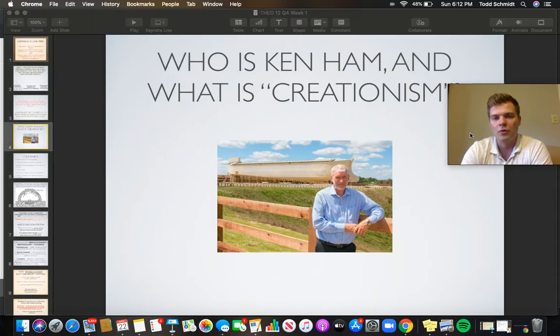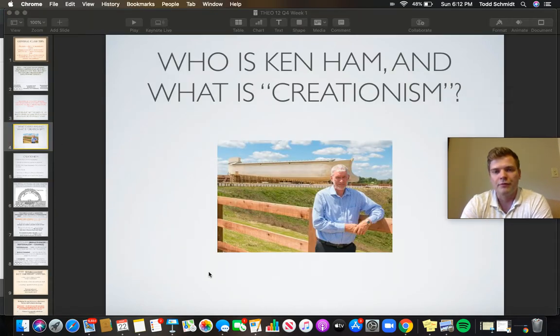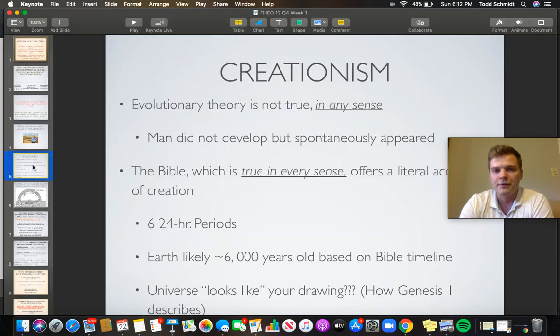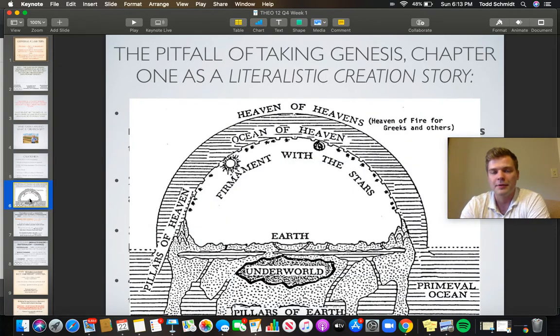Well, we know one wrong approach, just a brief review, is called creationism, the view that basically evolutionary theory is not true. Man didn't develop, but rather spontaneously appeared sometime around 6,000 years ago. And we get that from the Bible, and thus the earth was created in 6 literal 24-hour periods. Now, there are a lot of problems with that approach.